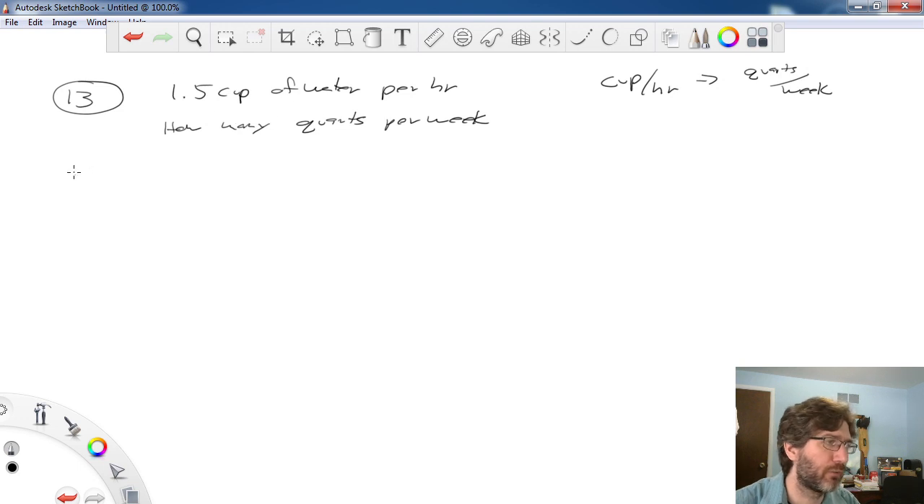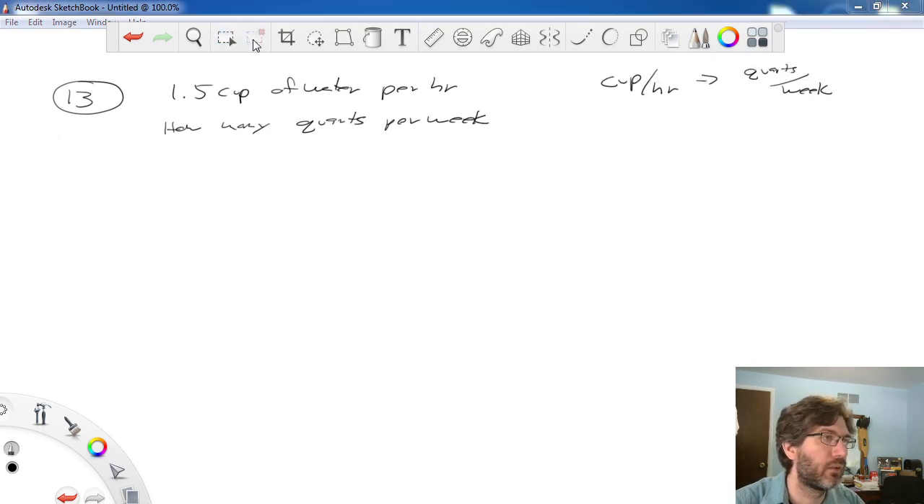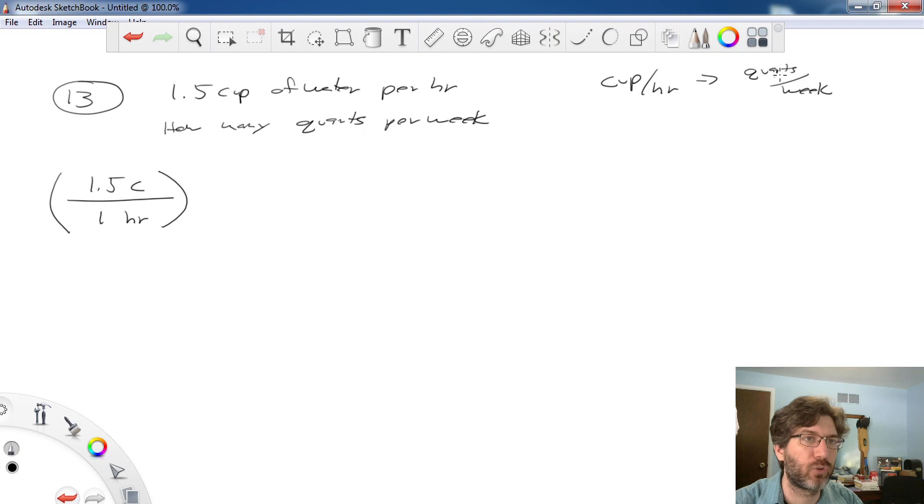We're going to start with our given information, which is 1.5 cups per hour. Now you see this unit? It has a division bar in it. That means hours are on the denominator and cups are on the numerator. So we are going to write it as 1.5 cups per 1 hour. In this way we do have a denominator here. And we need to make cups into quarts and hours into weeks.